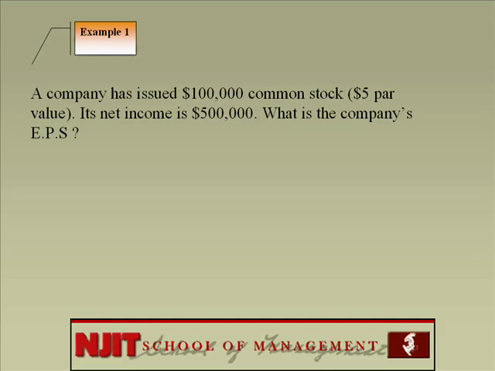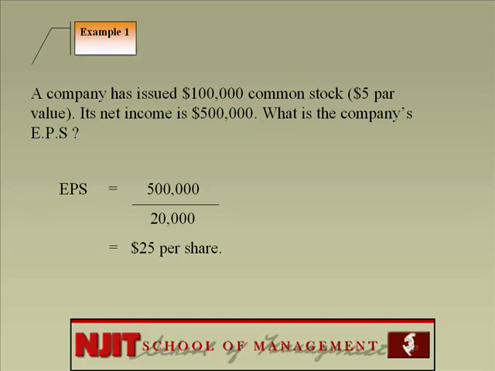Are you done? Let's restart. The net income is $500,000. The company issued $100,000 of common stock. The price determined was $5. So how many stock, the number, did they issue? They must have issued 100,000 divided by $5.